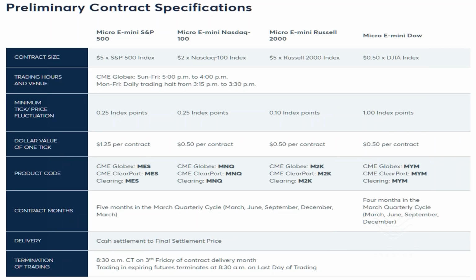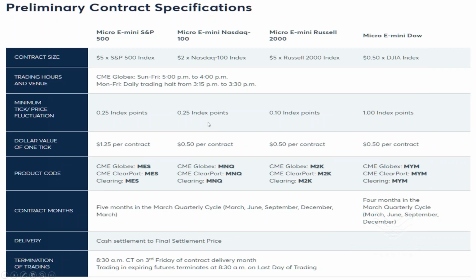The contract size is $5 per point. It's trading at 0.25 index point, the same tick size. So it's $1.25 per tick per contract, and it's going to trade the same calendar. In other words, it's going to expire March, June, September, December, and there'll be a cycle of 5 months. Just as the S&P is, it's financially settled, and so on. Okay, it's got the same expiration specs.